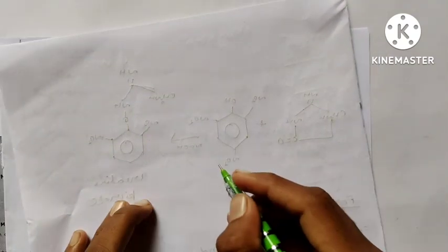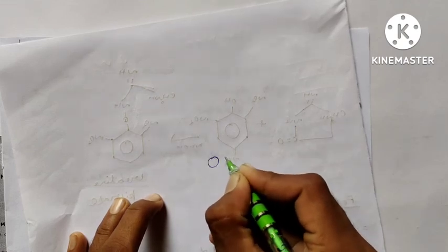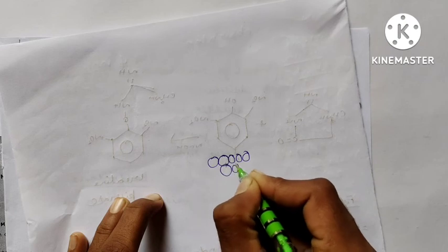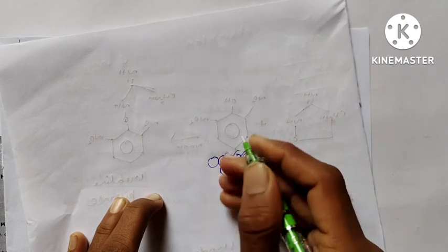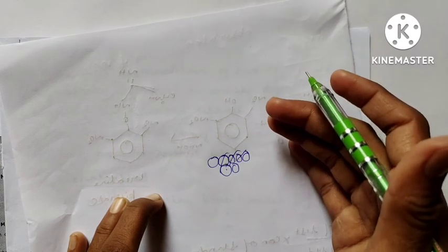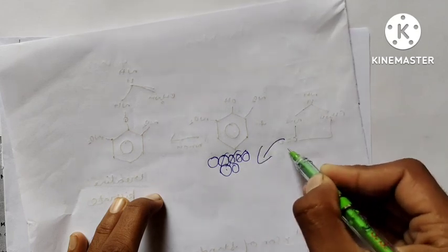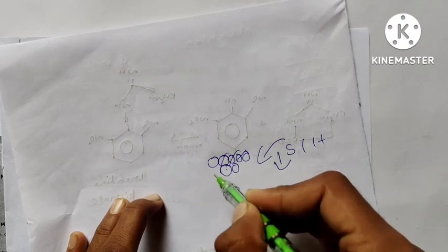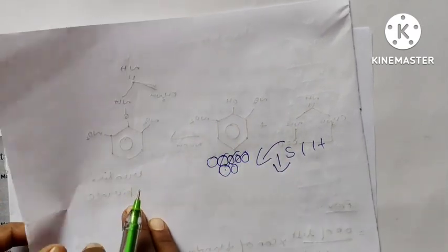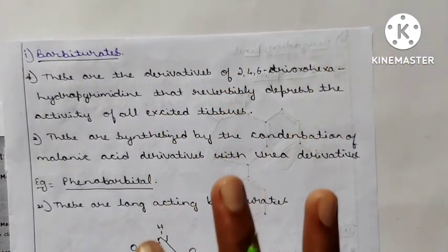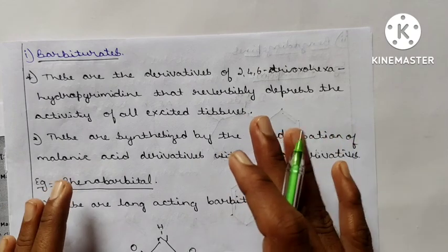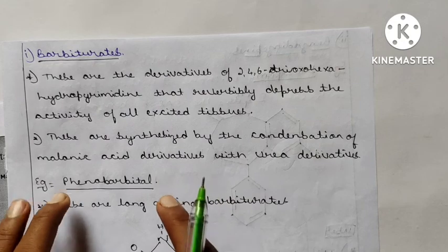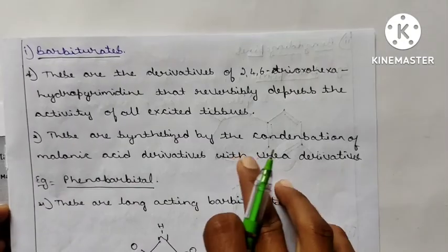For example, see what happens in your brain. There are many brain cells and tissues. Their excitement means overreactivity. These drugs, the sedatives and hypnotics, depress the action of those excited tissues or brain cells. Then only your body calms down, your brain calms down, and you can feel relaxed. These are all synthesized by the condensation of malonic acid derivatives with urea derivatives.